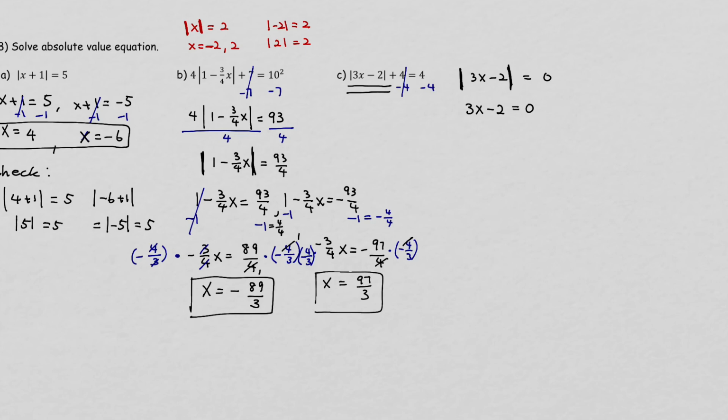So because this absolute value is equal to 0, you will only have one solution because it's one number that makes it 0, right? There's no negative 0 or positive 0. It's just 0, right? And you add 2, divide by 3. Your x is 2 over 3.